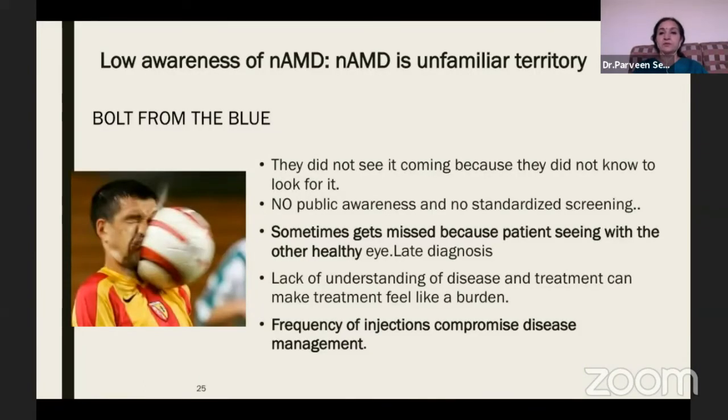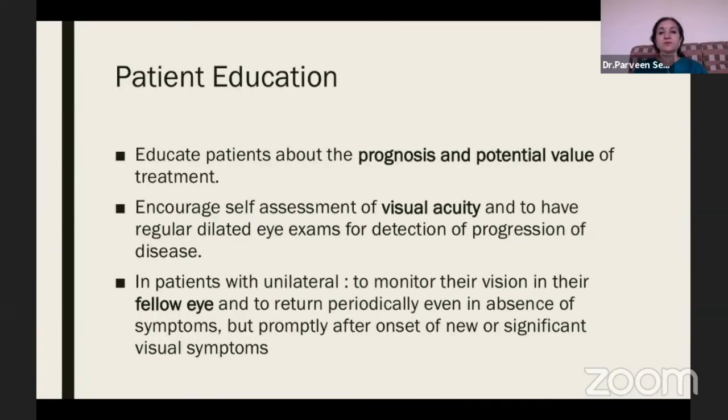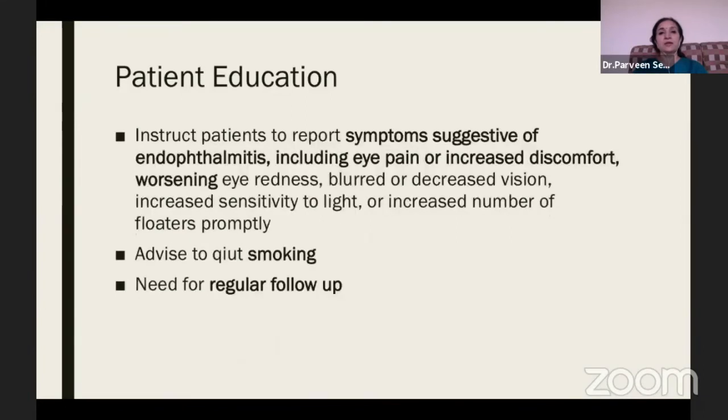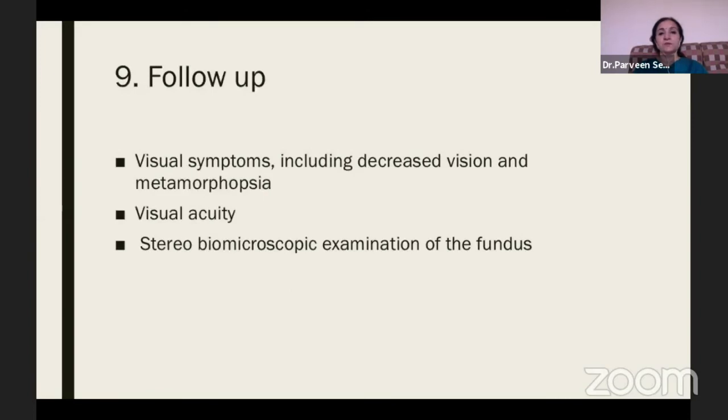Regular screening protocols for patients more than 50 years of age are not present, and it comes as a bolt from the blue when the patient suddenly knows that he has this problem. Then you have to tell the prognosis, the potential value, the kind of treatment, monthly follow-ups, extended follow-up. All this has to be explained to the patient, and lifestyle changes also. And not only the follow-up, but also the symptoms which can cause a drastic decrease in vision, especially when we are giving intravitreal injections, which is an invasive form of treatment. So follow-up is also equally important.